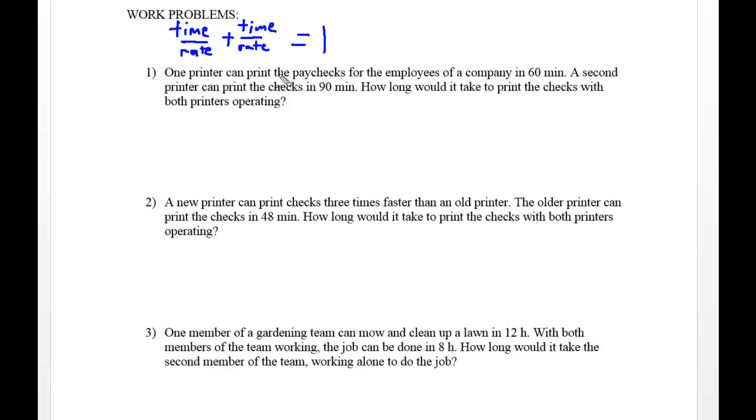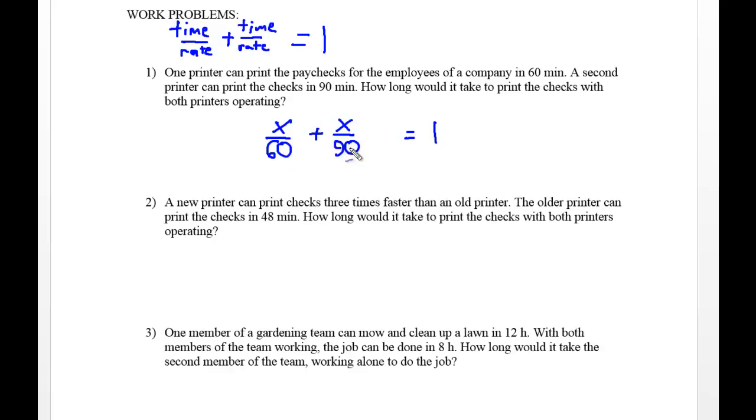One printer can print paychecks for the employees of a company in 60 minutes. That means that machine has a rate of 60 minutes. That machine working by itself would take 60 minutes to finish this job, or 60 over 60. But there is a second machine that can print the checks in 90 minutes. So this would be a second printer, and its rate is 90. Our job is to find x, which tells us how long it would take for both machines working together to finish the job.